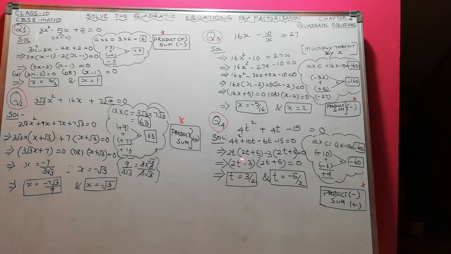So 2t minus 3 and 2t plus 5 equal to 0. Here you are getting the value t equal to 3 by 2, and from this factor you are getting t equal to minus 5 by 2. So t equal to 3 by 2 and t equal to minus 5 by 2 are the two values, the two roots or solutions for the given quadratic equation.